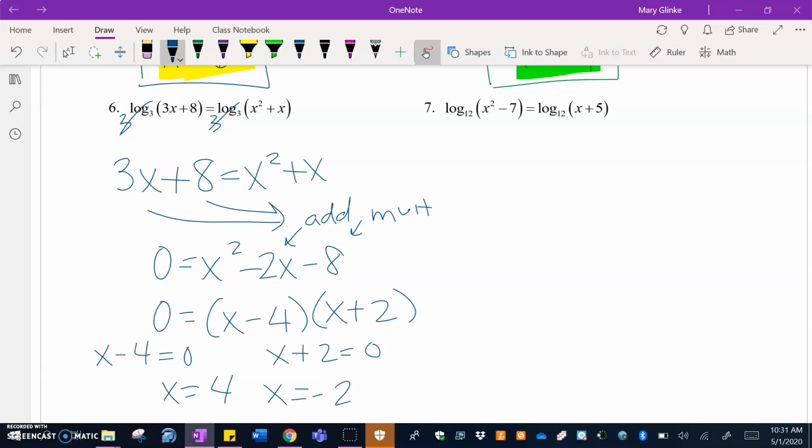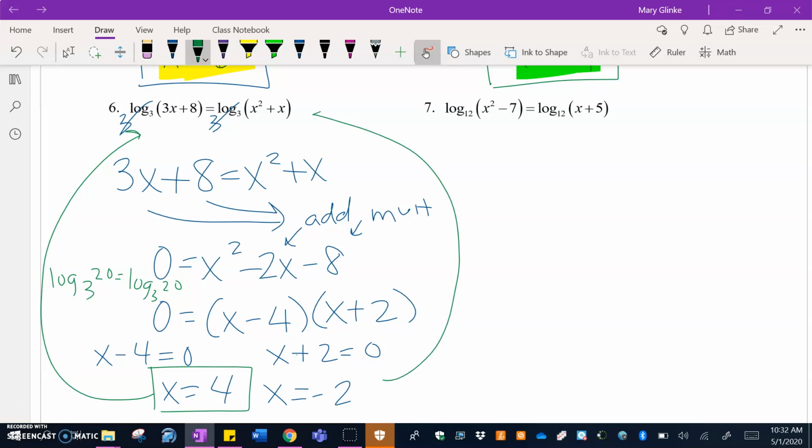Now, just because we end up with two answers here doesn't mean that at the very end we're going to have two answers. It all depends when we check our answers if they work or not. You might have 0 answers that work, 1 answer that works, or both of them might work. So we're going to plug in 4, and we end up with log base 3 of 20 equals log base 3 of 20 when we plug in 4. So 4 works.